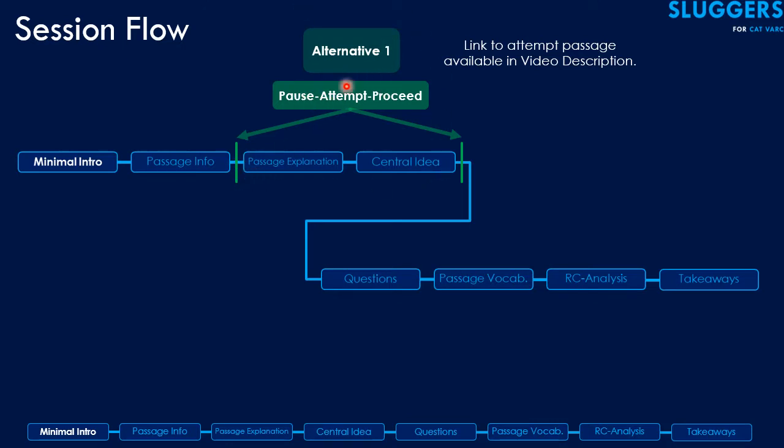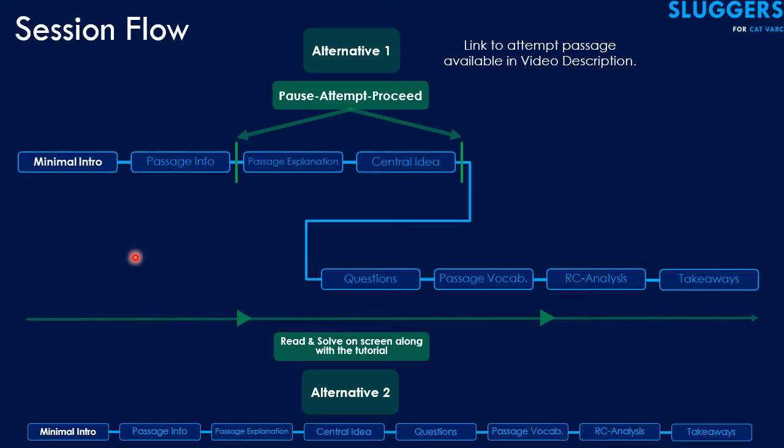That's the first alternative, by the way. Now, the second alternative is that you can just read and solve the passage on screen along with me. When we get to the passage screen, you can pause the video and read the passage from the screen. And when we get to the questions, you can again pause the video and solve the questions. That's the second alternative. So you can read and solve on screen along with the tutorial. That's what this line means.